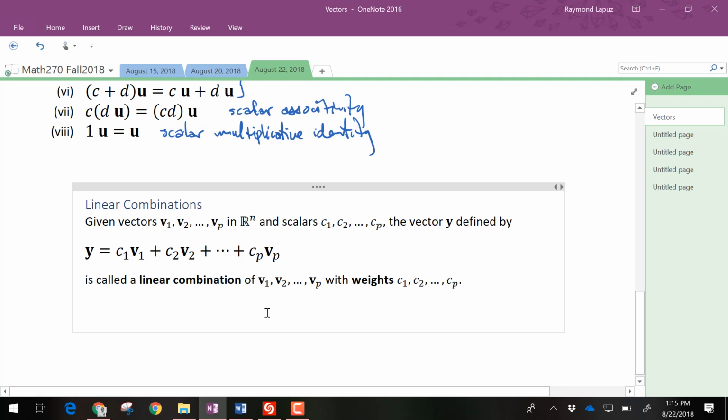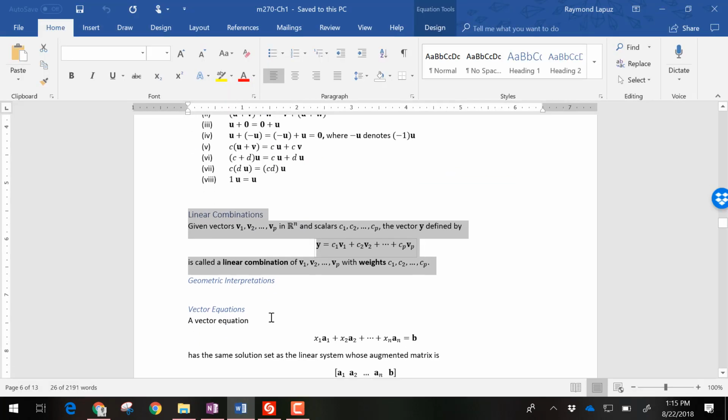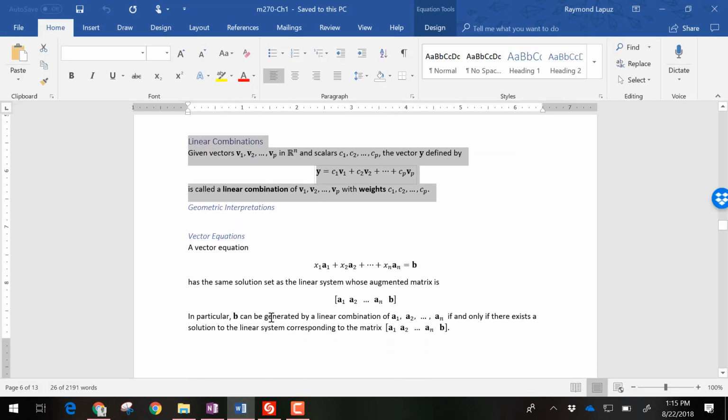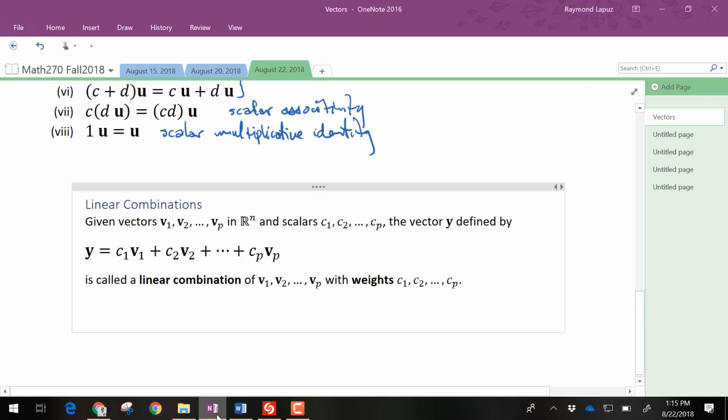All right, linear combination of a set of vectors. What else? Vector equations. Yes. Well, the vector itself is not a linear combination. It's the set of vectors that you have that would be a linear combination.